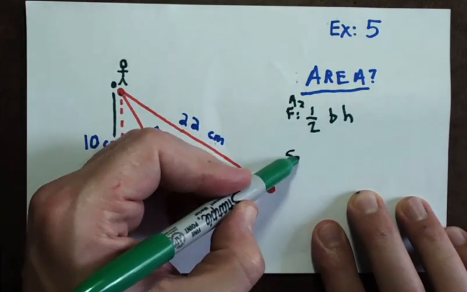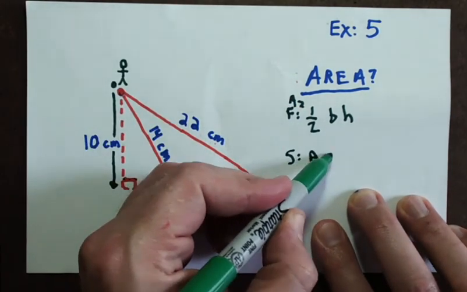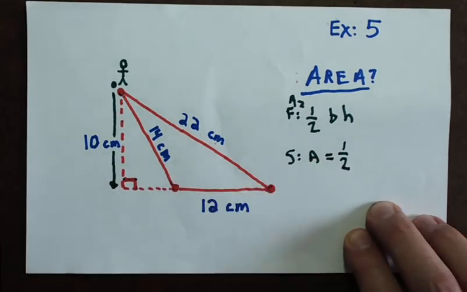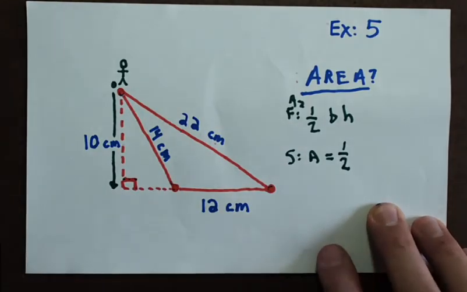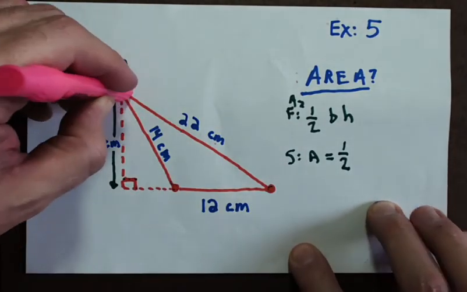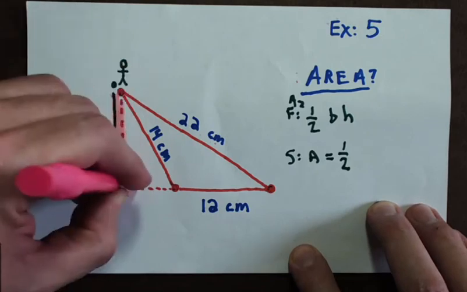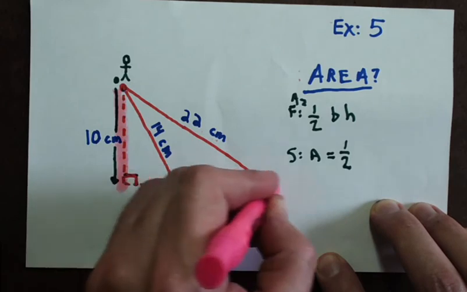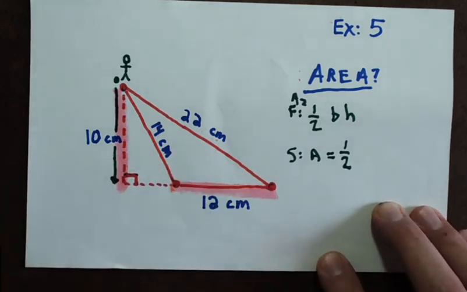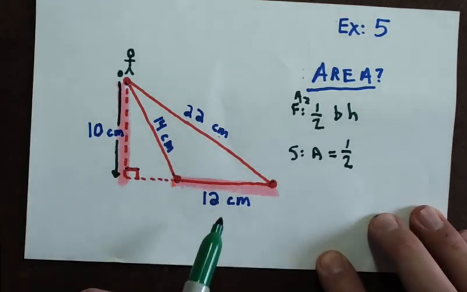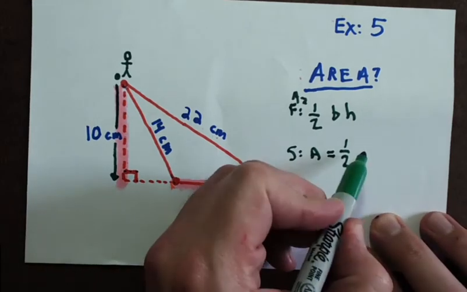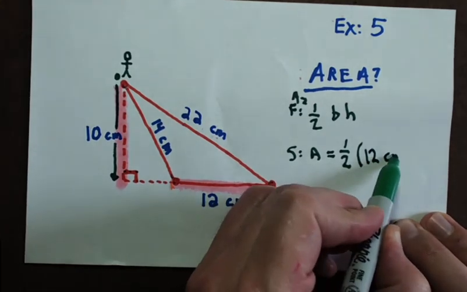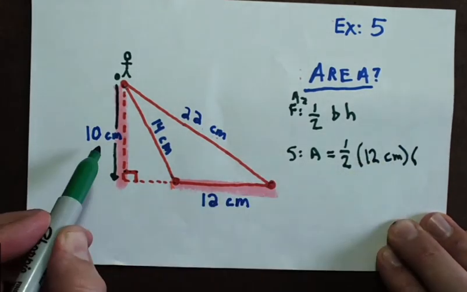Alright, now we're going to substitute and solve. Area equals 1/2. And grab my trusty highlighter here. Okay, so my height is how far that rock fell. Okay, now here's the trick. My base is only from here to here. It's just what the part of the triangle is. Okay? So, my base is only 12. Okay, 12 centimeters. And my height is 10 centimeters.